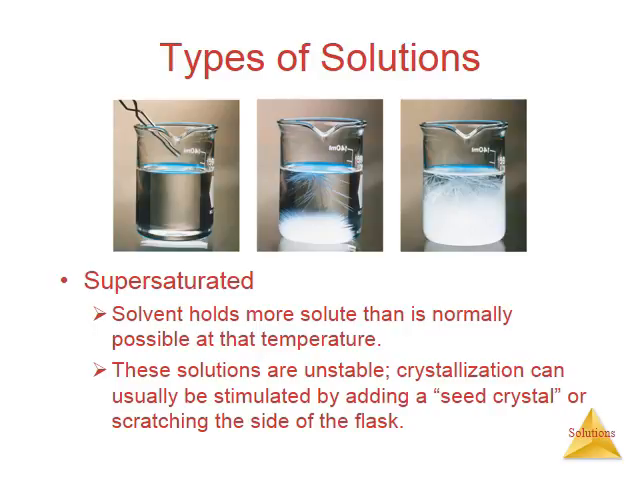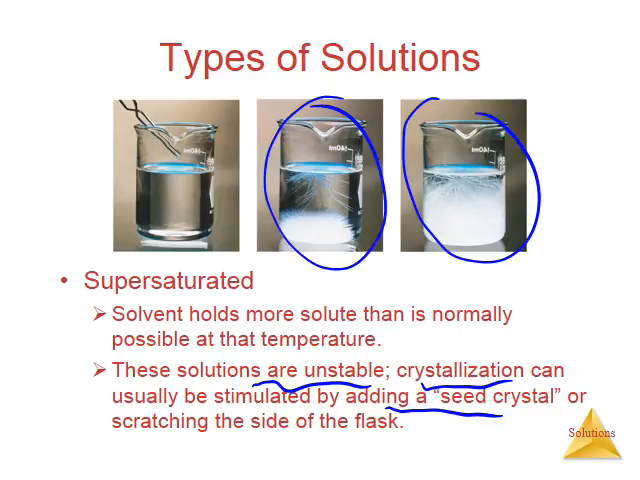Supersaturation. In this case, the solvent holds more solute than normally possible at that temperature. These solutions are pretty unstable, and crystallization can happen by a simple seed crystal or scratching the side of the flask, and that's what you're seeing in the right hand side figures.